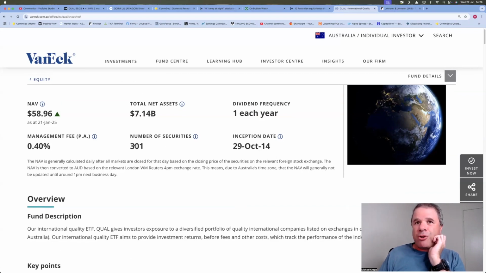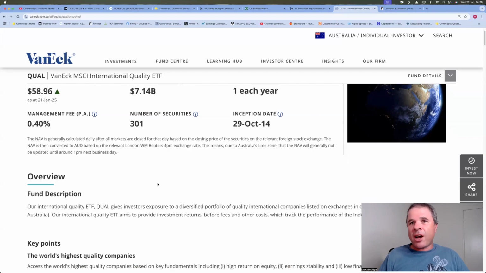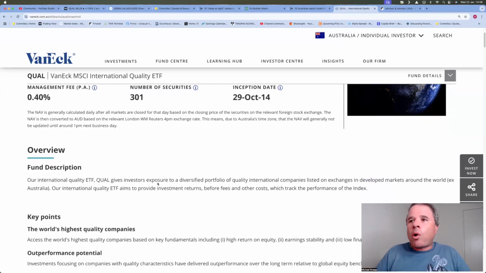By the way, number of securities 301, management fee 0.4%. I have no idea if that's high or low, probably a little bit higher than, say, the more passive ETFs, which just follow an index, because I do think they'll have to make some calculations to get the makeup of this ETF. Okay, so they're looking for high quality companies.